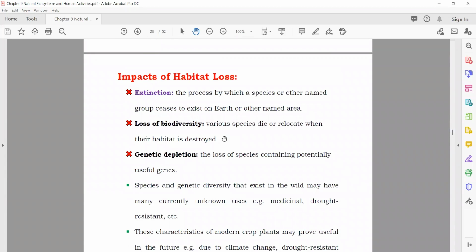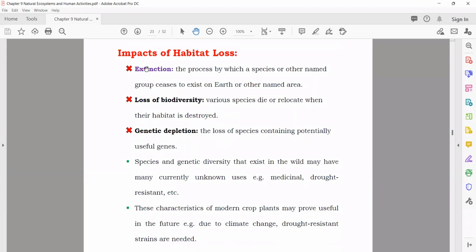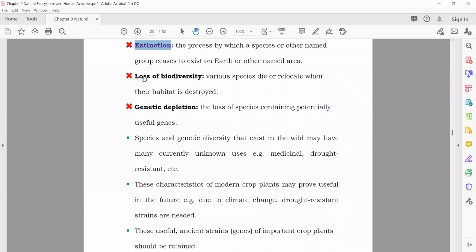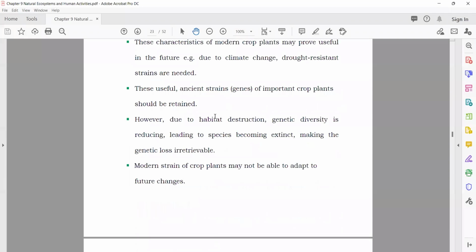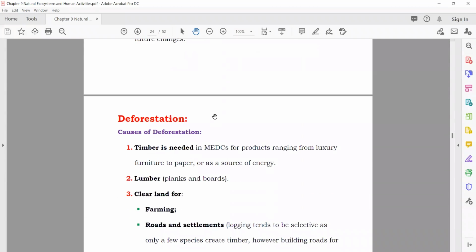If the habitat is lost, what is the impact? Extinction, for example, species can disappear from the earth. Loss of biodiversity, biodiversity becomes less. Genetic depletion: the genes will not transfer to the next generation, only one type of gene will transfer, and that gene may not resist diseases and other things in future.